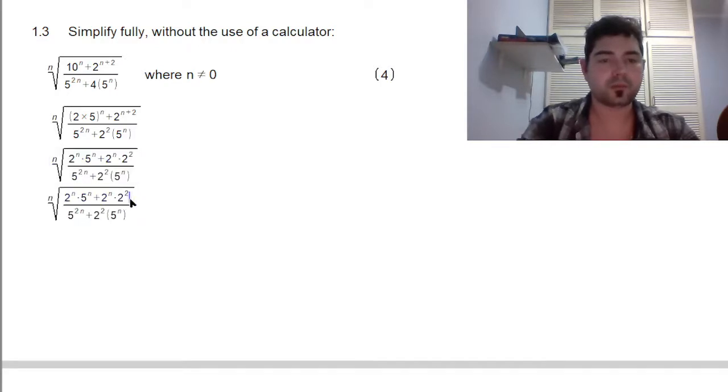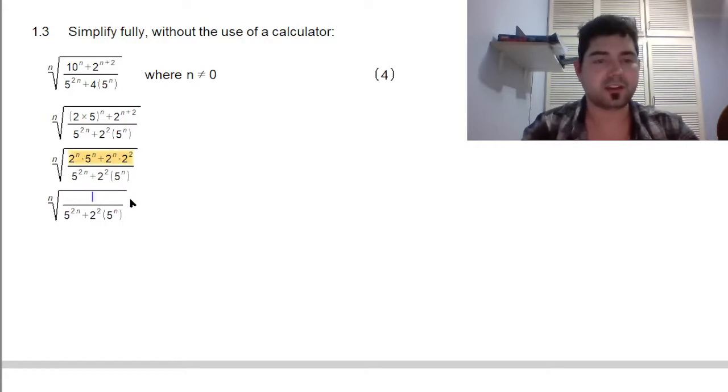Right, so on the top, we had 2 to the power of n, 5 to the power of n, 2 to the power of n, 2 to the power of 2. We can take out a common factor of 2 to the power of n. And we'll be left with 5 to the power of n and 2 to the power of 2, which is just 4. Okay, so we didn't really need to rewrite that 2 to the power of 2. Let's just leave it as 2 to the power 2 for now. It's going to cancel out anyway.